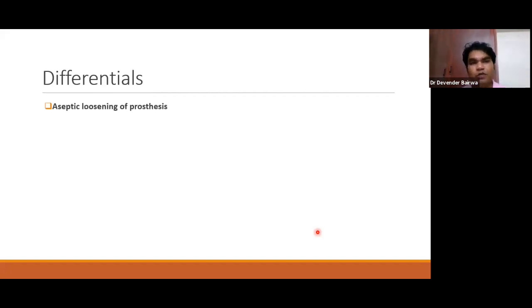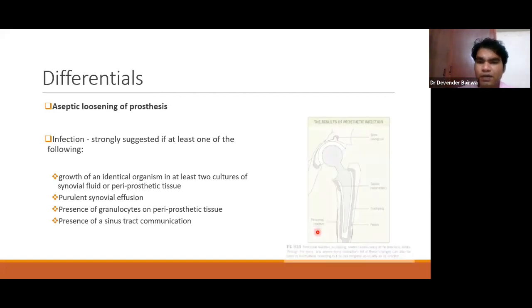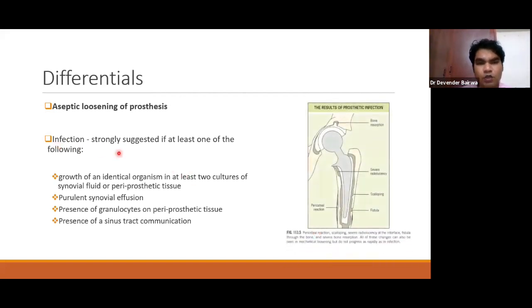So aseptic loosening of the prosthesis is the most important differential that you have to think of when you're dealing with a case of prosthetic infection. Infection is strongly suspected if at least one of the following features is present. Suppose there is growth of an identical organism in at least two cultures of synovial fluid or prosthetic tissue. Suppose there is purulent synovial fluid, or granulocytes on periprosthetic tissue, or a sinus tract formation. All of these favor infection over aseptic loosening of the prosthesis.